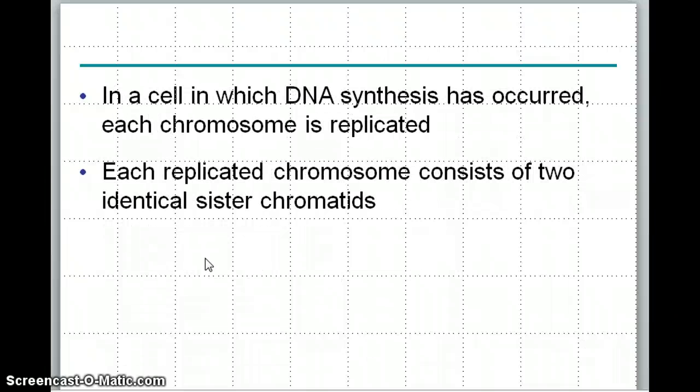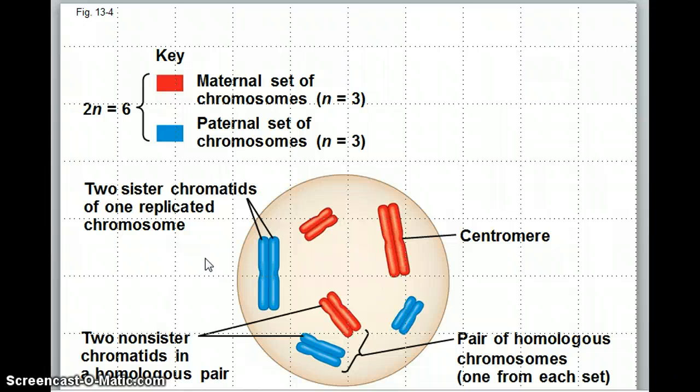Alright, in a cell in which DNA synthesis has occurred, each chromosome is replicated. Each replicated chromosome consists of two identical sister chromatids. Alright, looking at this diagram, what it's showing is each of these 6 replicated chromosomes consist of two sister chromatids associated closely among their lengths. These are your two sister chromatids replicated of one chromosome.